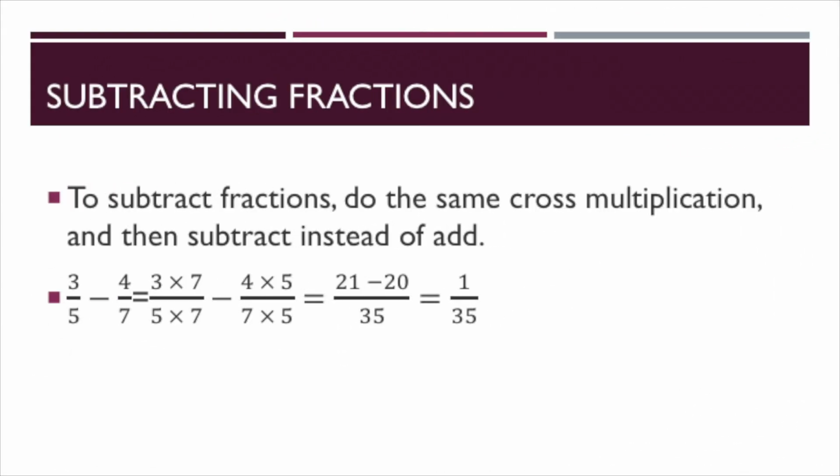Now, if you understood the concept of cross multiplication and addition, subtraction works the same way. So let's take the concept of 3 over 5 minus 4 over 7. You take 3 times 7, and you take 4 times 5. So you have 3 times 7 over 5 times 7. Again, remember 7 over 7 is 1. And then you take 4 times 5 over 7 times 5. And again, remember 5 divided by 5 is 1. So you get 21 minus 20 over 35, which is 1 over 35.